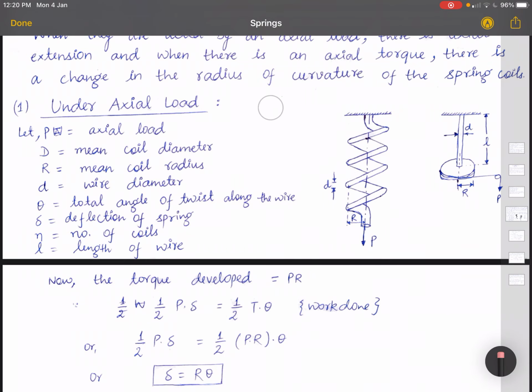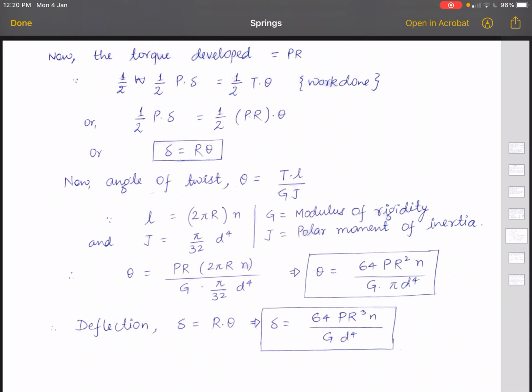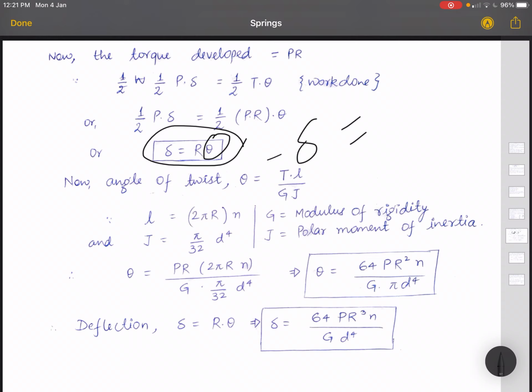Now, what is the torque? Distance times force. The force is P and the maximum distance is R, that is the radius. Due to this torque the angle theta will be developed, that is the angle of twist. By virtual work we have seen these two works will be the same, so half P delta is equal to half T theta. Here you can see that delta is R times theta. So if we are able to calculate theta, we will be able to calculate the deflection.